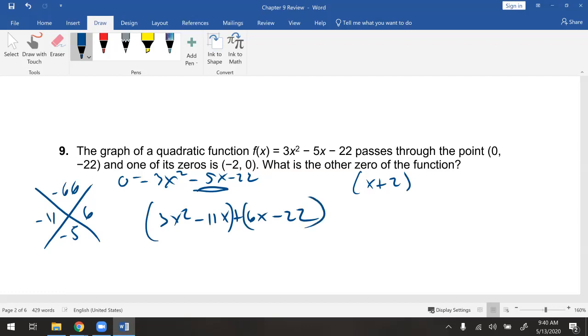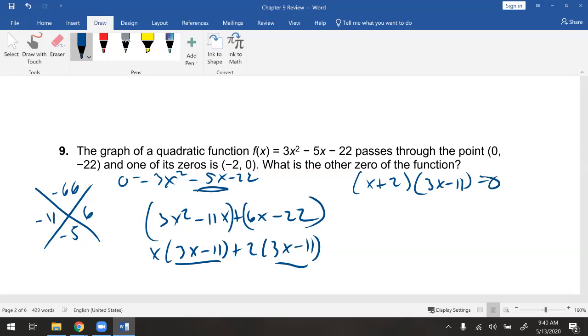In this first group, I take out just an x, so I'm left with 3x minus 11. In this other group, I can take out a 2, leaving 3x minus 11. So there you go, I found one of my factors: x plus 2. And the other factor is 3x minus 11. When I set these both equal to 0, this is the one I want to focus on. When I set that equal to 0, I get 11 over 3. That is my other x-intercept.